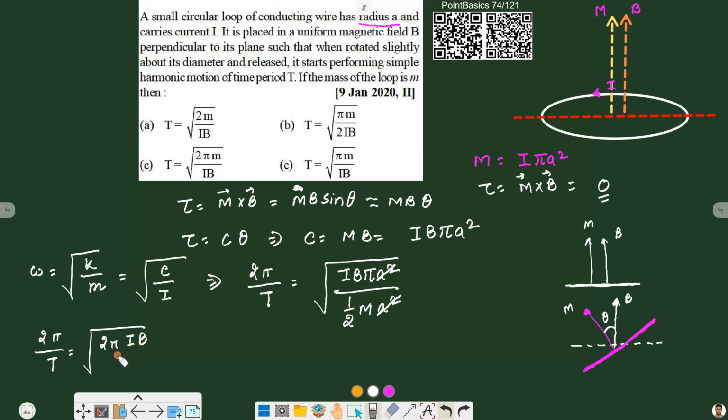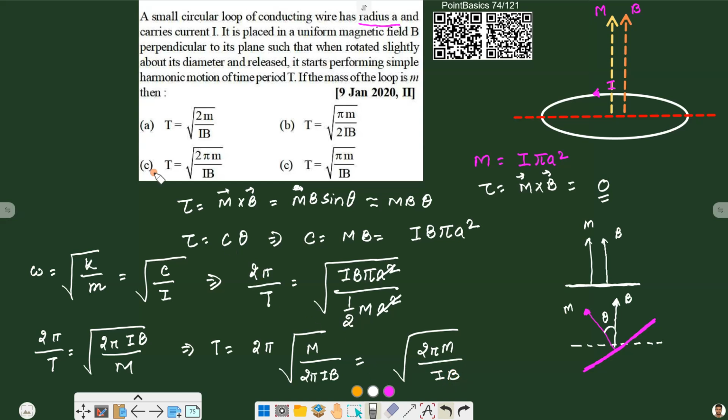I B by mass. And from this we can write that the time period will be 2 pi times root of m by 2 pi I B, and it can be further written as 2 pi root of m by I B, which is our option C. So that's how you find the solution for such types of problems. Moving to the next one.